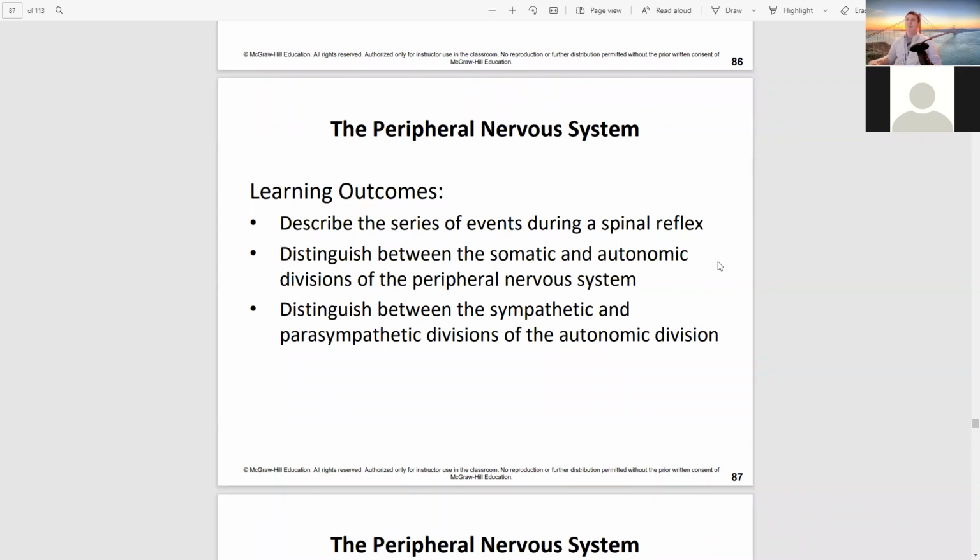Okay, so today we're going to be talking about the peripheral nervous system. So your learning outcomes are to describe the series of events during a spinal reflex, distinguish between the somatic and autonomic divisions of the peripheral nervous system, and distinguish between the sympathetic and parasympathetic divisions of the autonomic division.